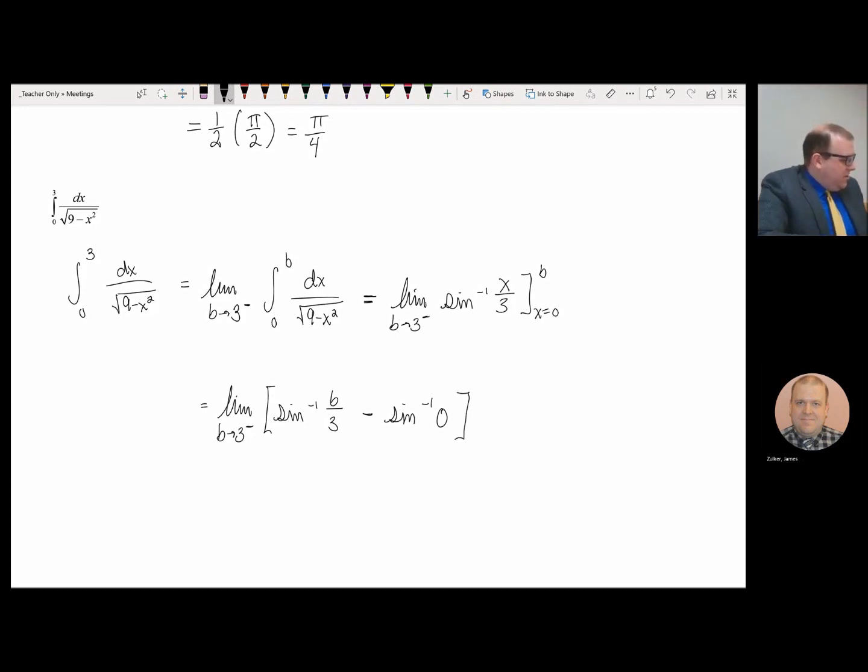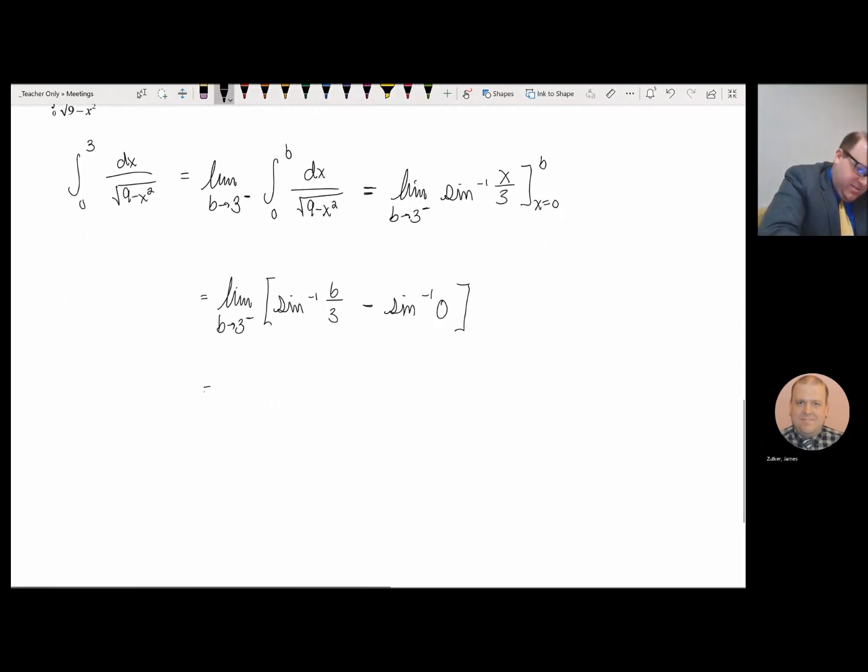What's the inverse sine of 0? Good, so that part is going to go away. So I'm just going to rewrite that. Now, as B approaches 3 from the left, how does the inverse sine of B over 3 behave? It approaches pi/2. The integral is pi/2.